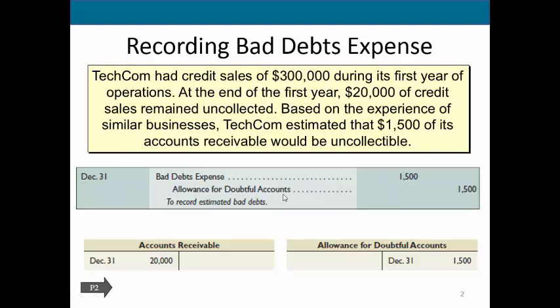So instead we make a holding account, and we call that the allowance for doubtful accounts. And again, this is a type of contra account. It's a contra receivable account.